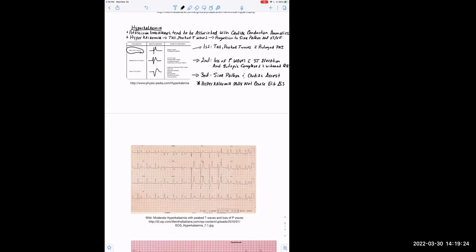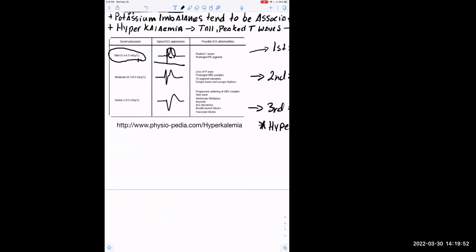Mild hyperkalemia is defined as anything from 5.5 to 6.5 milliequivalents. The EKG changes we typically see with that, if we see any at all, are first your peaked T wave right here, that kind of peaked T wave. And as those guys pull on this complex, you're going to start to see a prolonged PR segment. So the first stage, mild hyperkalemia, manifestations on the 12-lead are going to be peaked T waves associated with a prolonged PR segment.